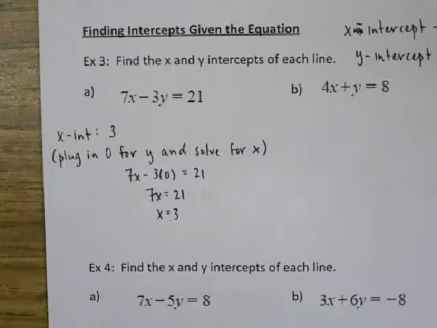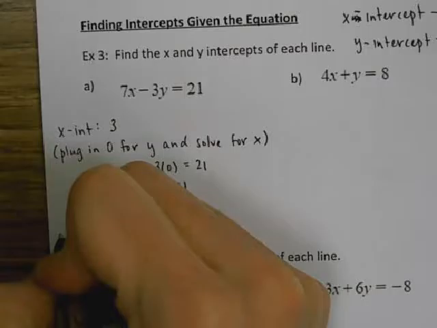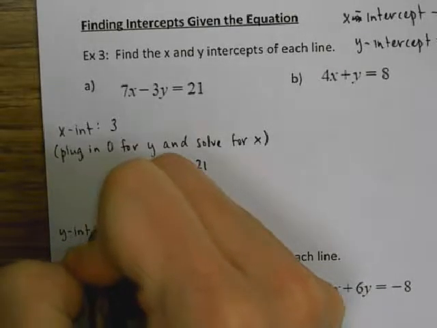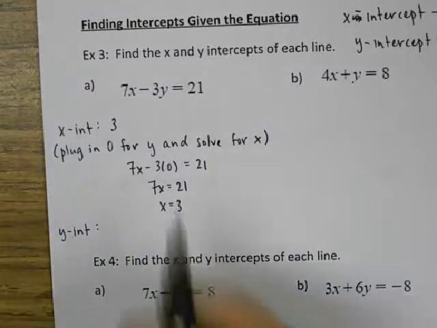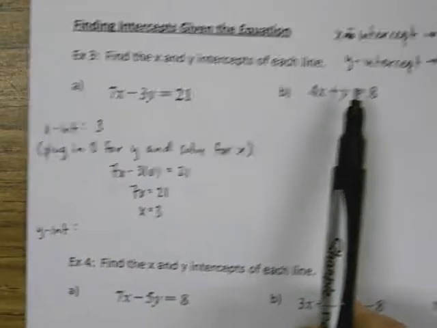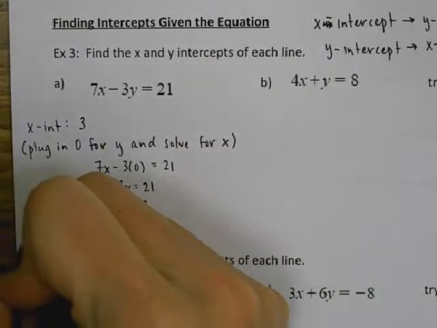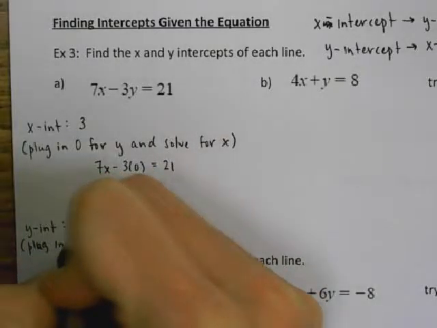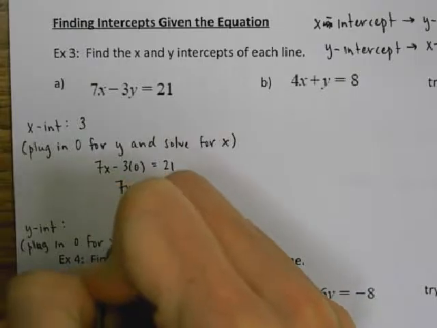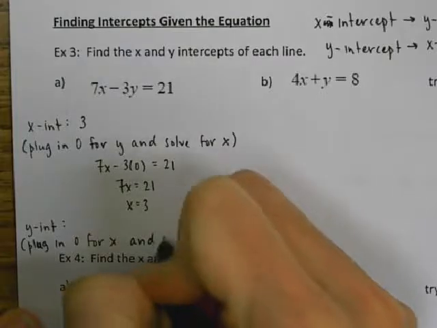Sorry, that's a little foggy. Let's see if we can do better than that. All right. Now, I want to find my y-intercept next. We said that at the y-intercept, we know our x-coordinate is 0. So now to find the y-intercept, I'm going to plug in 0 for x and solve for y.